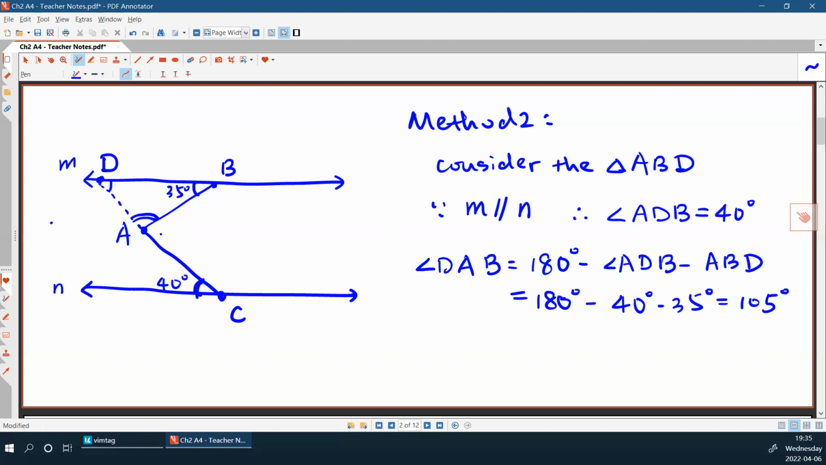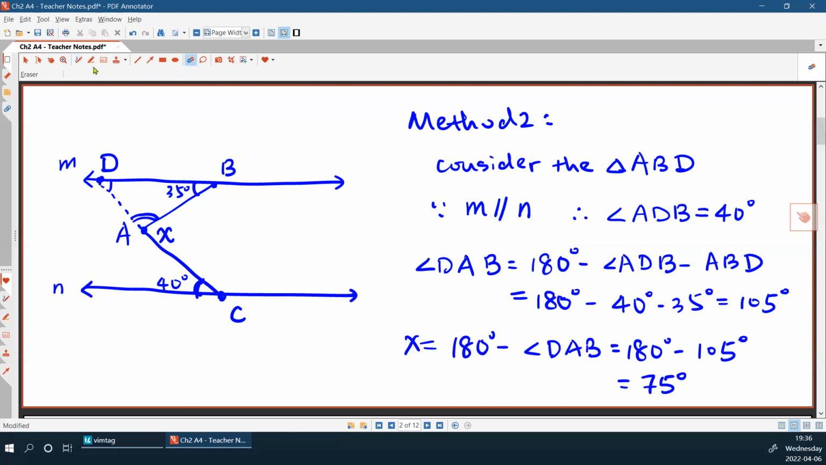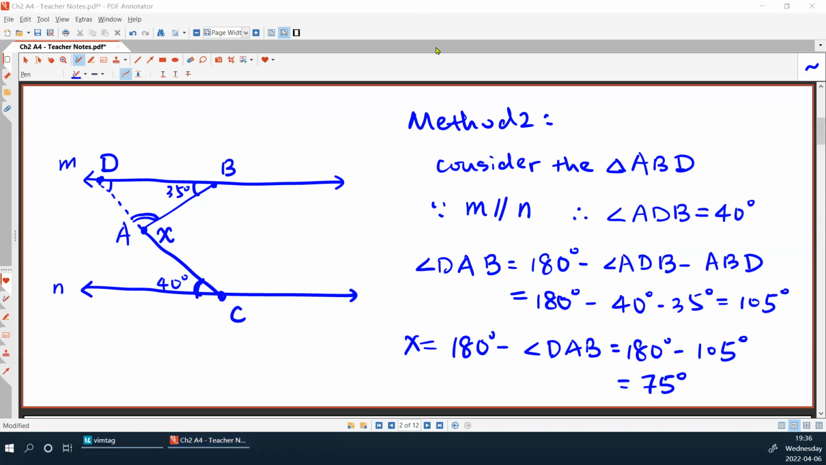Therefore, X equals 180 degrees minus angle DAB, which is 180 degrees minus 105 degrees, which is 75 degrees, right? So you can choose either method to solve this question. Any questions? No. Right. If you have no questions, let's have a look at the next one.